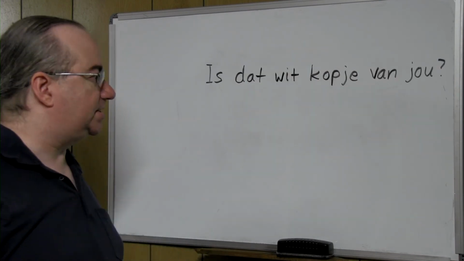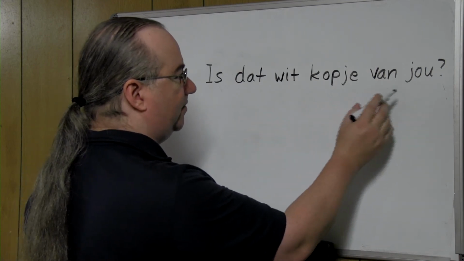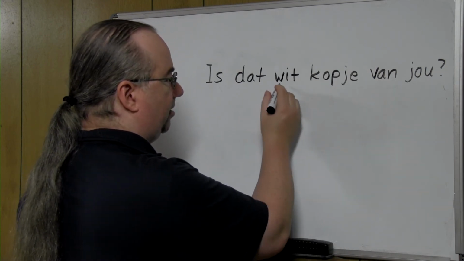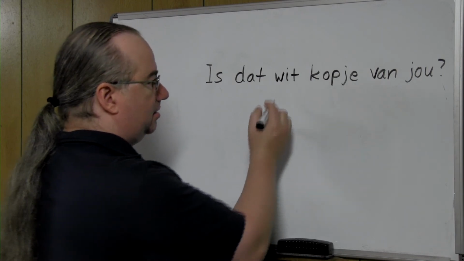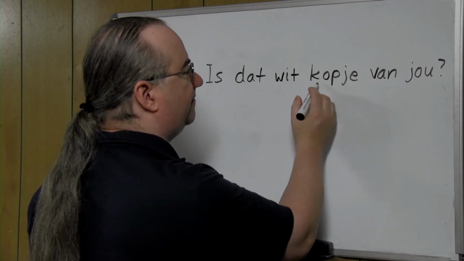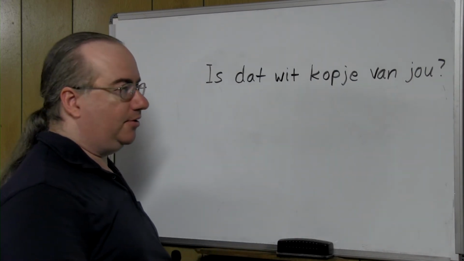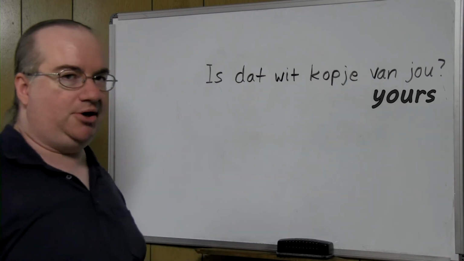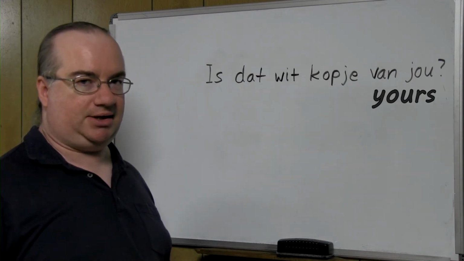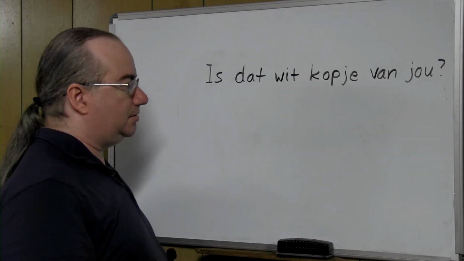In this sentence, we say, is dat wit kopje van jou? We use wit and we don't add an E. And that's because wit is modifying kopje, which is a het word. Now, van jou means yours. Looks like of you, but this is how they say yours in Dutch. Is that white cup yours?